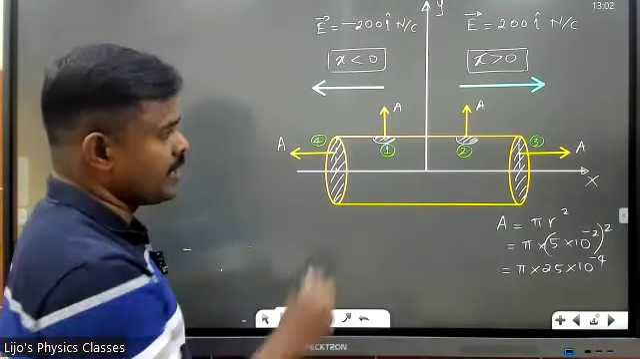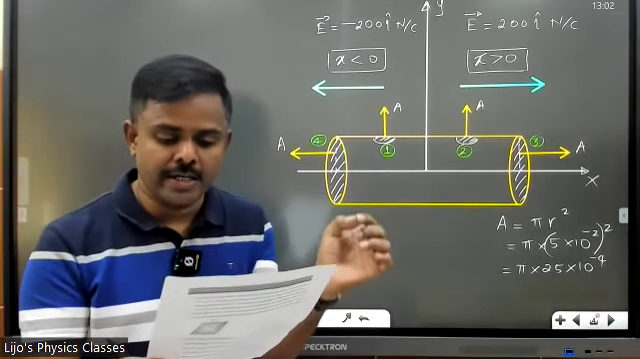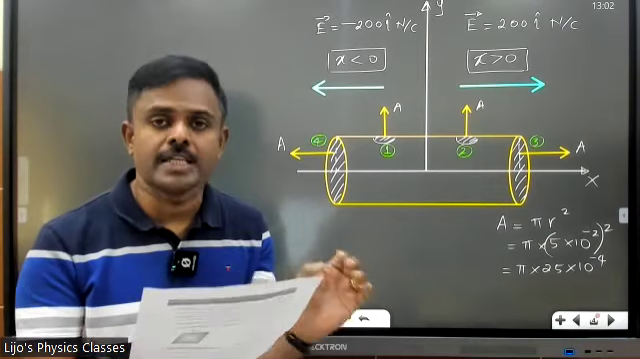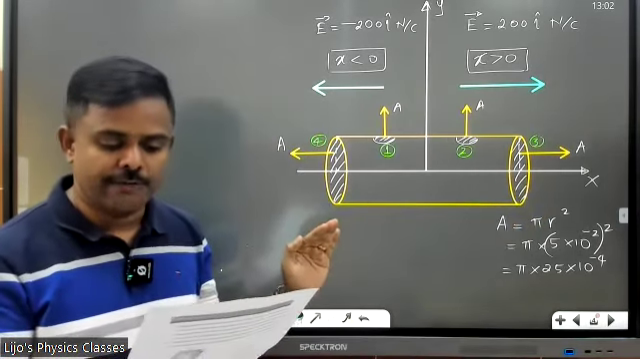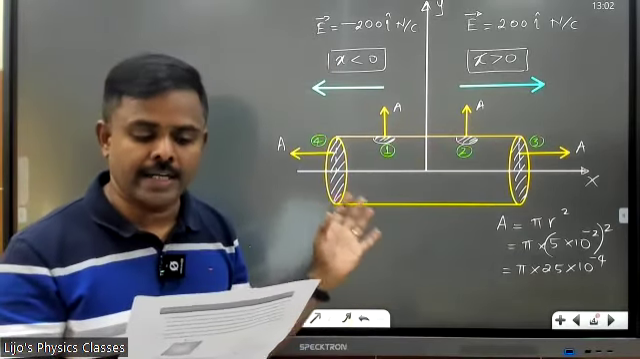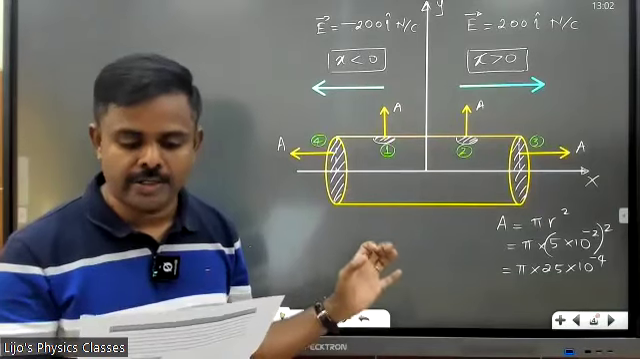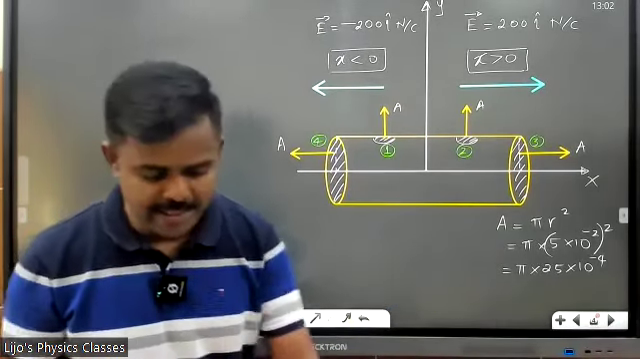Okay, keep it there. Let us finally read the question. Question A, what is the net flux through each flat surface? Question B, what is the flux through the side of the cylinder? Question C, what is the net flux through the cylinder? Question D, what is the net charge inside the cylinder? Okay, let's see one by one.